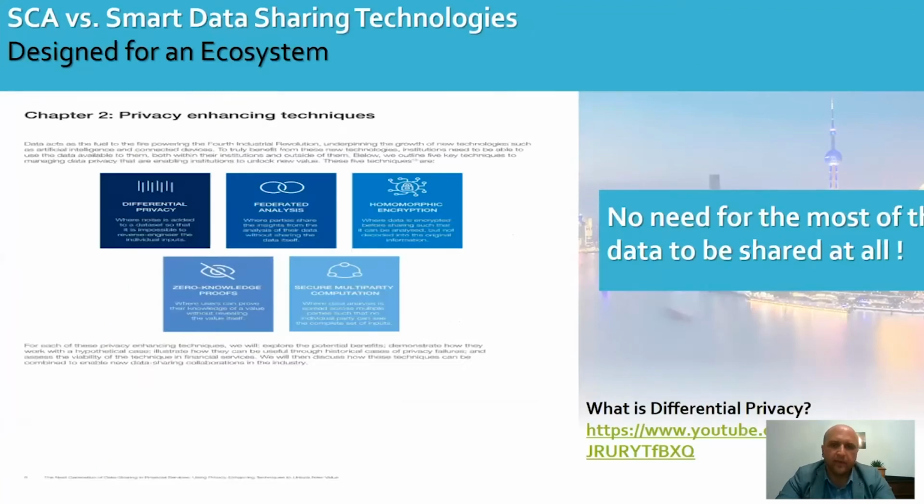So the point is that for the next phase of the ecosystem, we need to figure out smart technologies for data sharing. And here are the ones published recently in a very comprehensive report from the World Bank Group and World Economic Forum. Differential privacy is one of them. And I will show, using a nice video from the National Institute of Standards and Technology, what differential privacy looks like. What is it about?